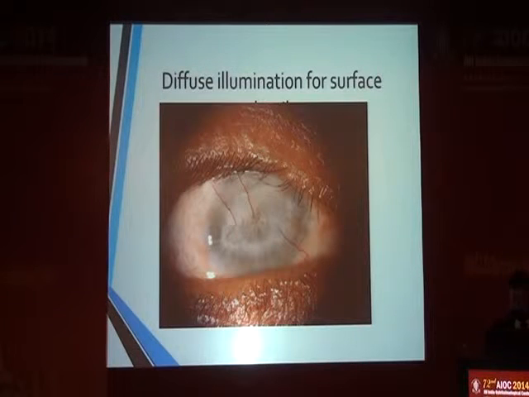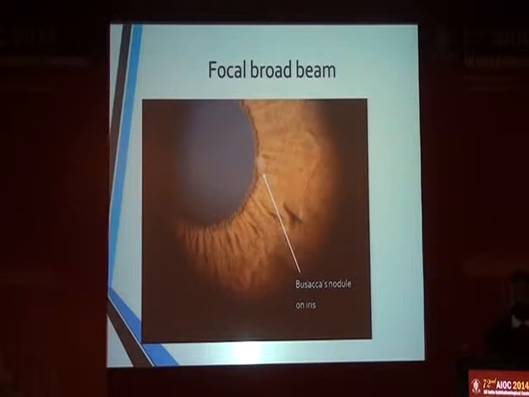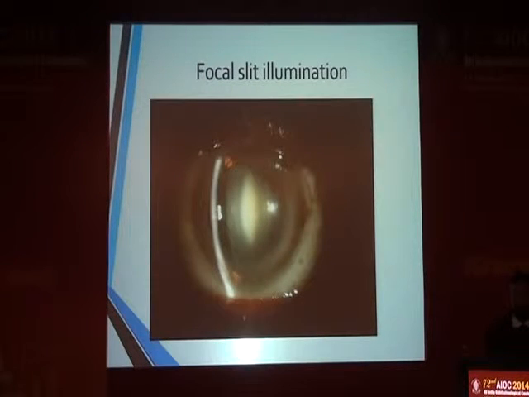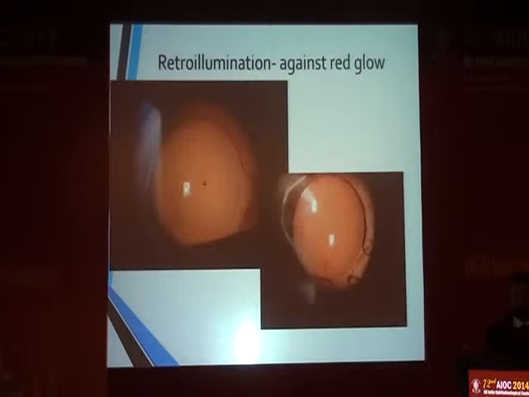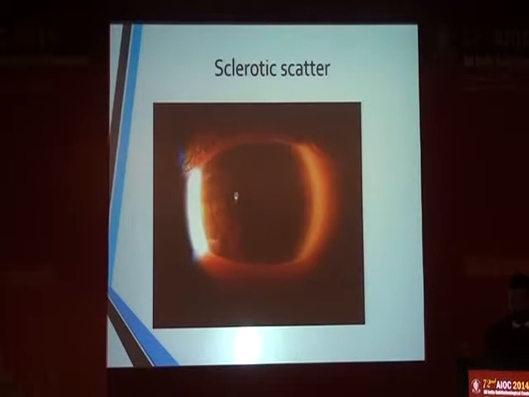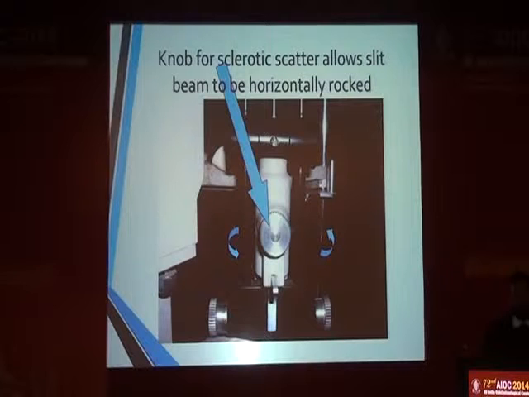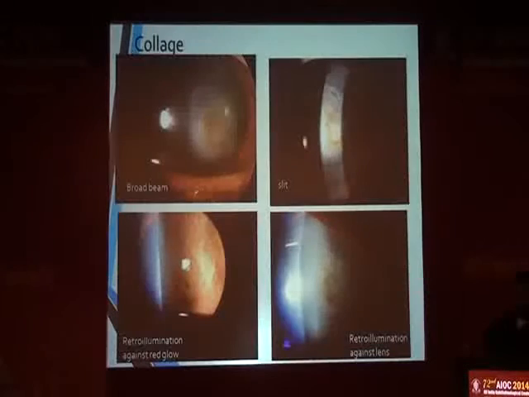There are some pictures taken by smartphones: diffuse illumination, focal broad beams, secondary nodules, focal illuminations, retinal illuminations. They're fantastic. And for the sclerotic scatter, which Dr. Nayak was saying, this is the knob, which allows this lamp to be rocked horizontally. And you can make a collage of the images, same disease by different examinations, or same disease in progression.